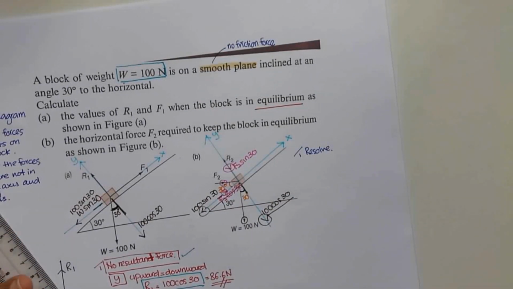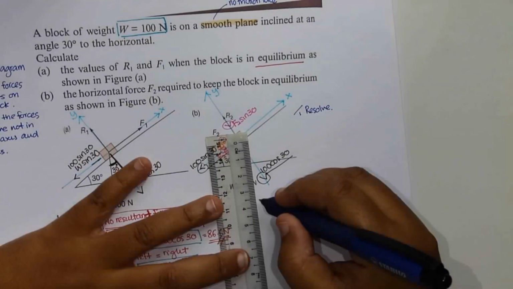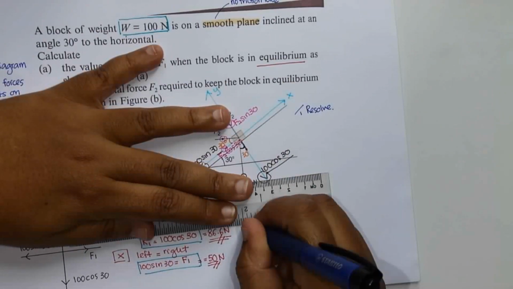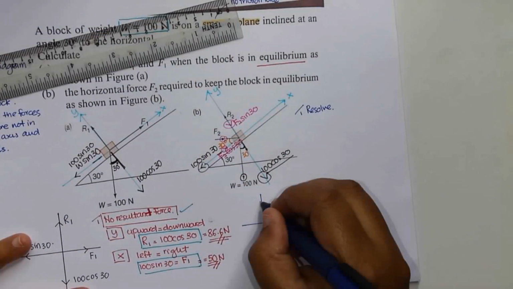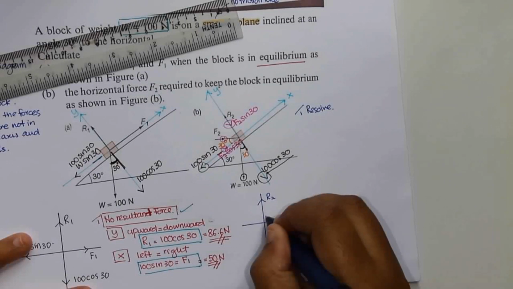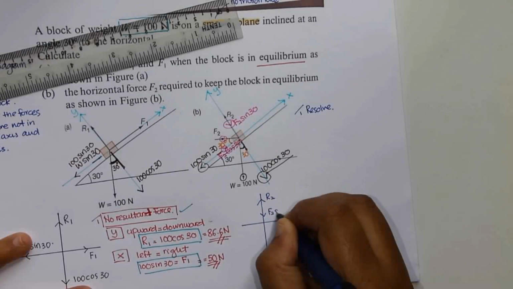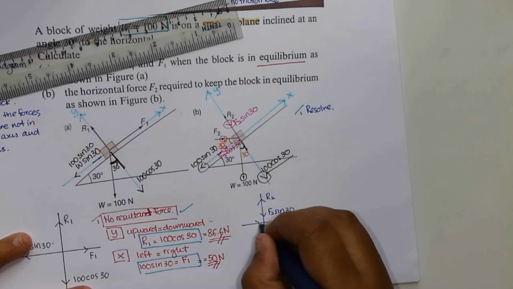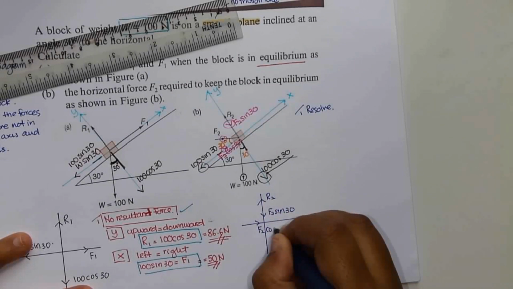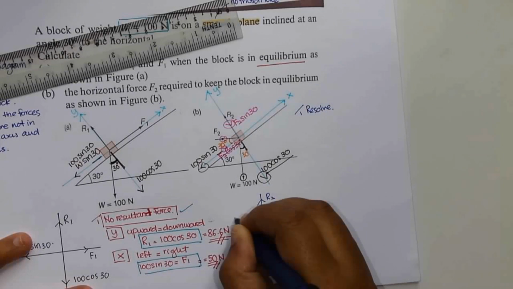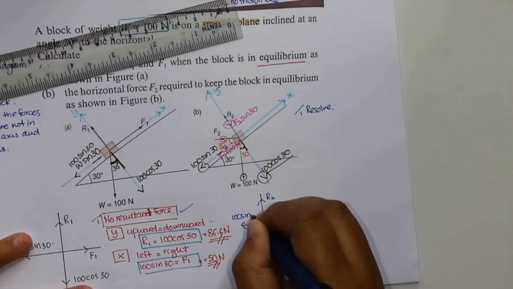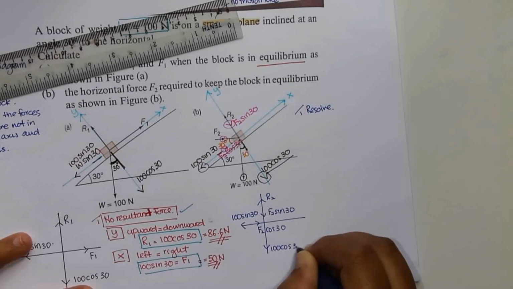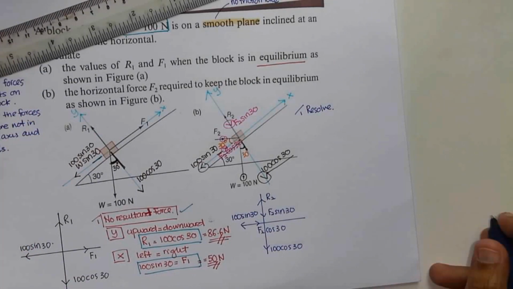Okay, now let's draw it. We already resolved it, so let's just draw it and make it neater. This one will be R2, this one will be F2 sine 30, this one will be F2 cos 30, this one will be 100 sine 30, and this one will be 100 cos 30. So we have it like this.